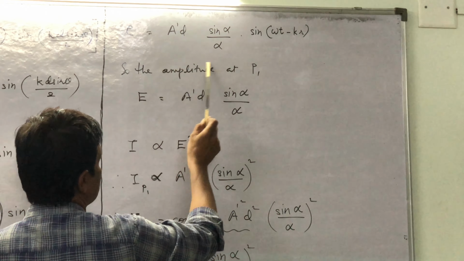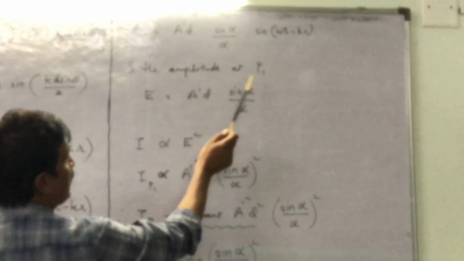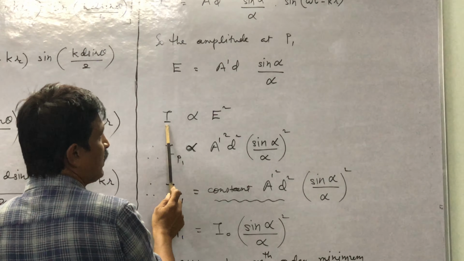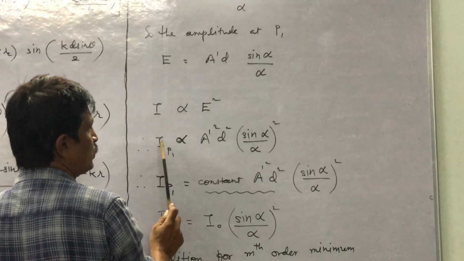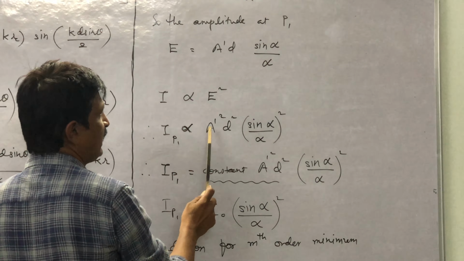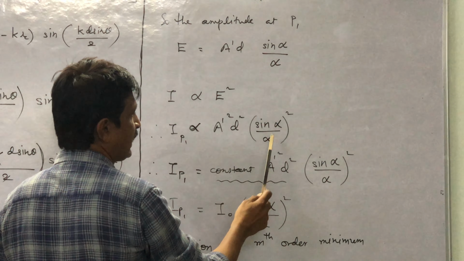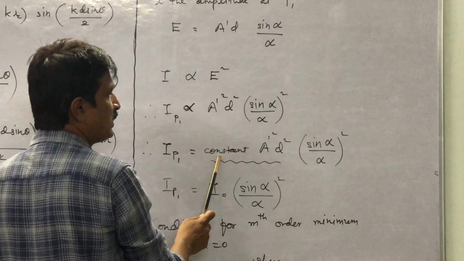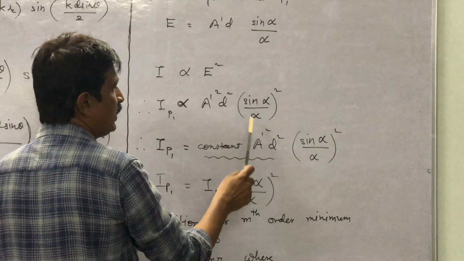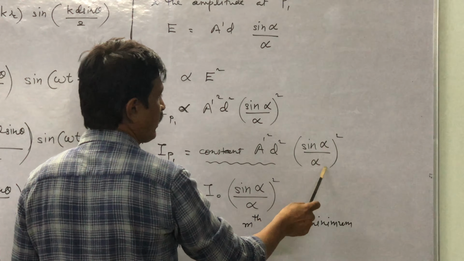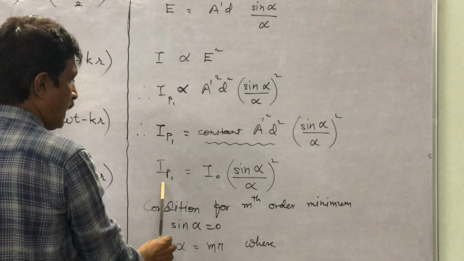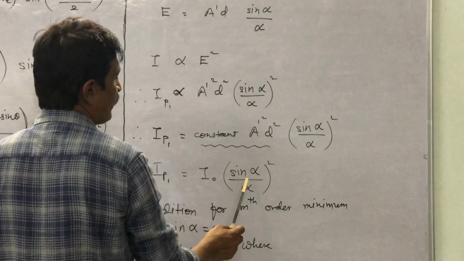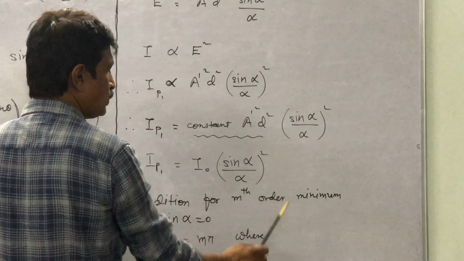So this term is the amplitude at P1, so E is A' d sin α by α. But we know that I varies as the square. So I at P1 varies as A'² d² (sin α by α)². So I at P1 is equal to a constant, probably, into A'² d² (sin α by α)². So I at P1 is, suppose, I₀ (sin α by α)².